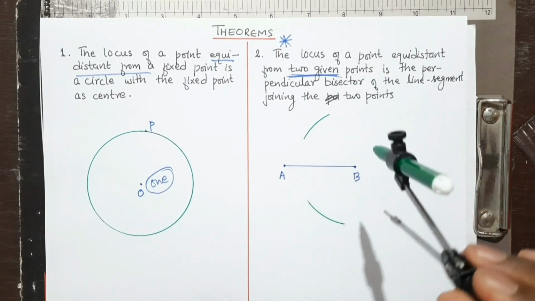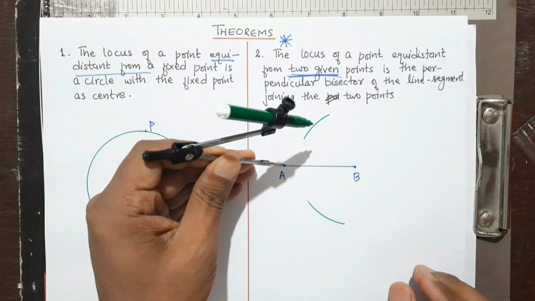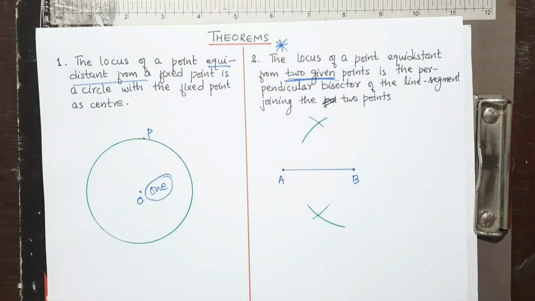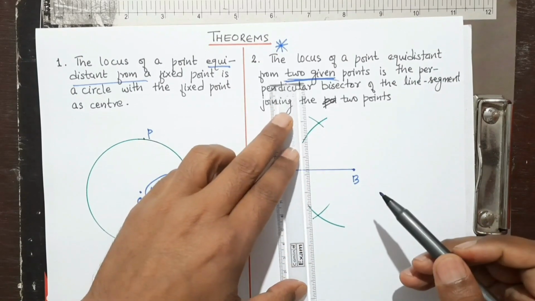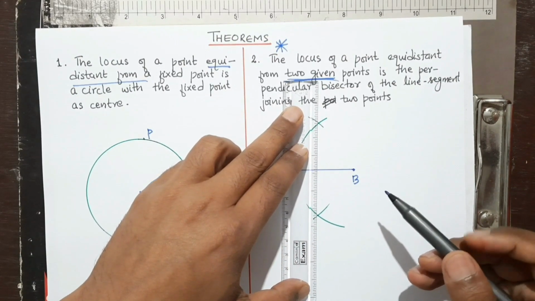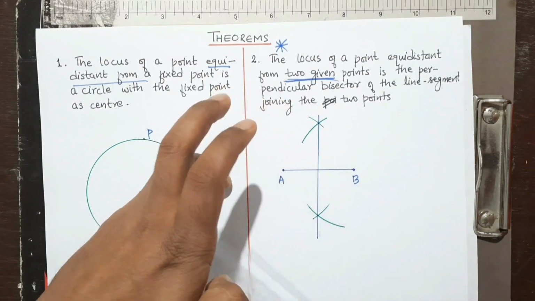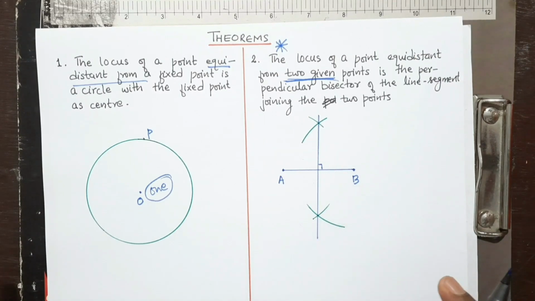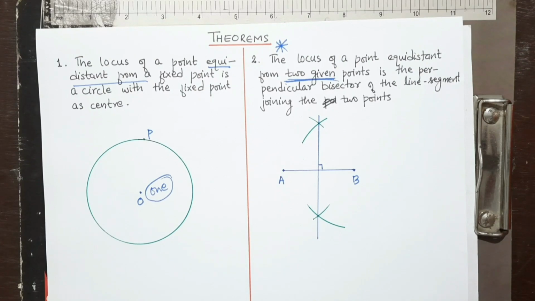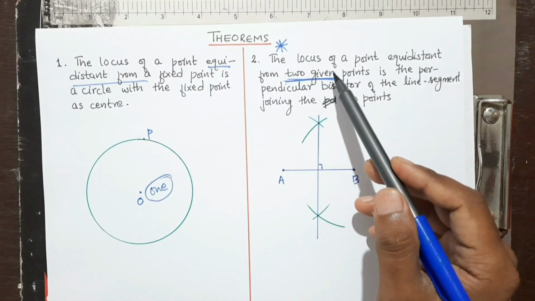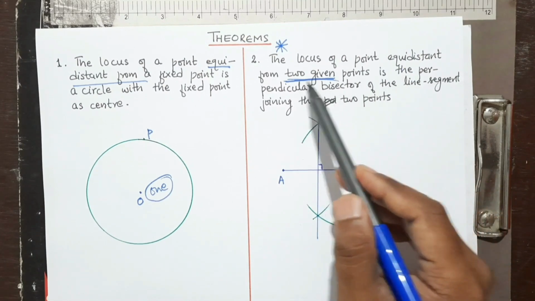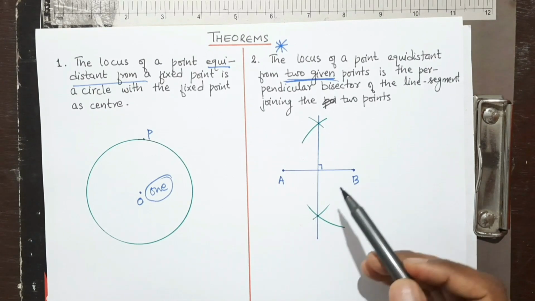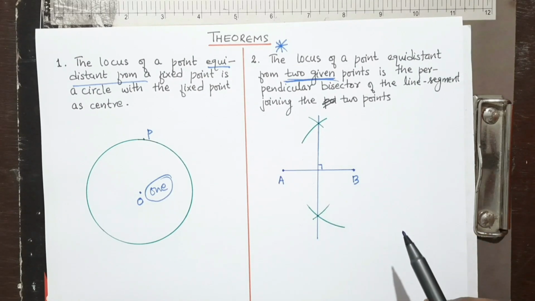Similarly, now taking the same compass, we draw arcs from the other end, here and here. Now when we join the intersections of the two arcs, we get the perpendicular bisector of line segment AB. This is very important; we have to learn to draw the perpendicular bisector. So according to this theorem, the locus of any point equidistant from two given points is the perpendicular bisector of the line segment joining these 2 points.